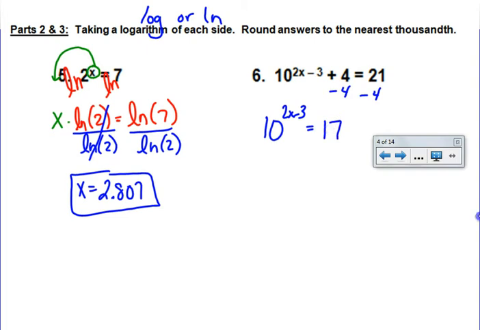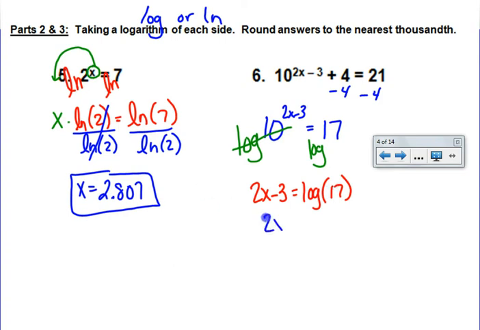Now in this case, it would make a difference whether you chose log or natural log because our base is a 10. I think it would be really smart if we chose a common log, and I'll tell you why. Since common logs are base 10, these are just going to end up canceling out. So the 2x minus 3 drops down, but you still have common log of 17 over here. Now remember, common log of 17 is just something you can type on your calculator, 1.230. So we have 2x minus 3 equals 1.230, and then solve from there.